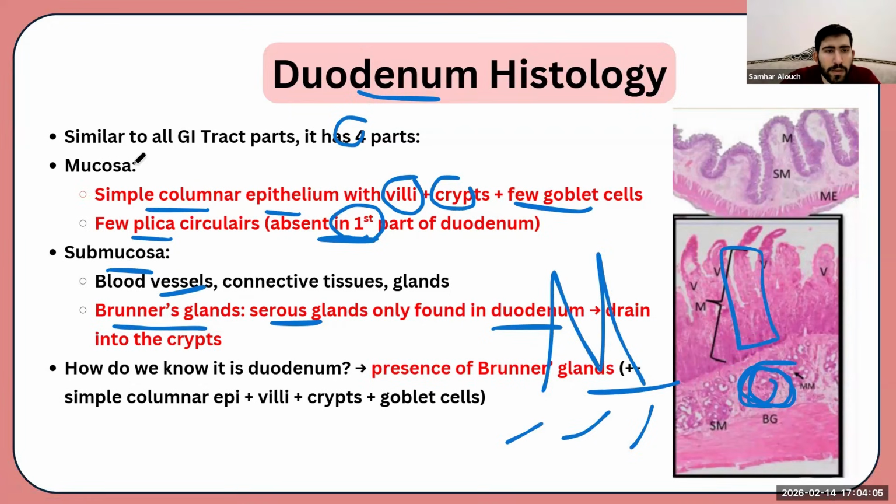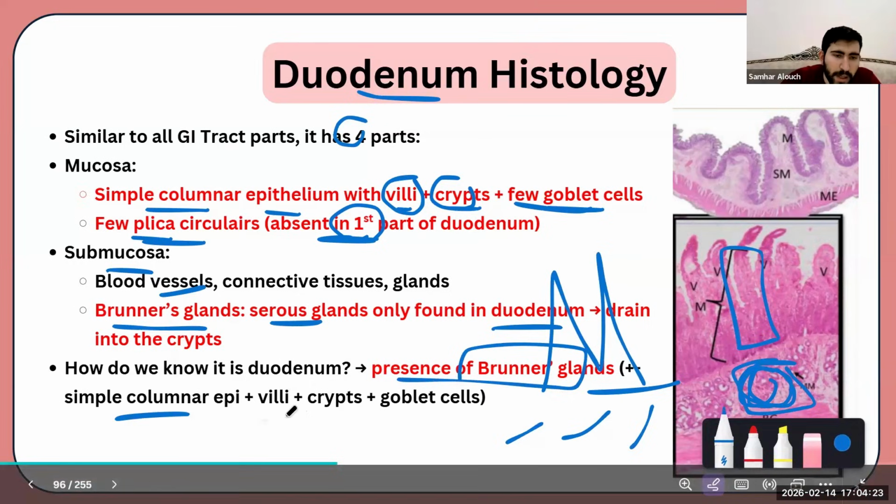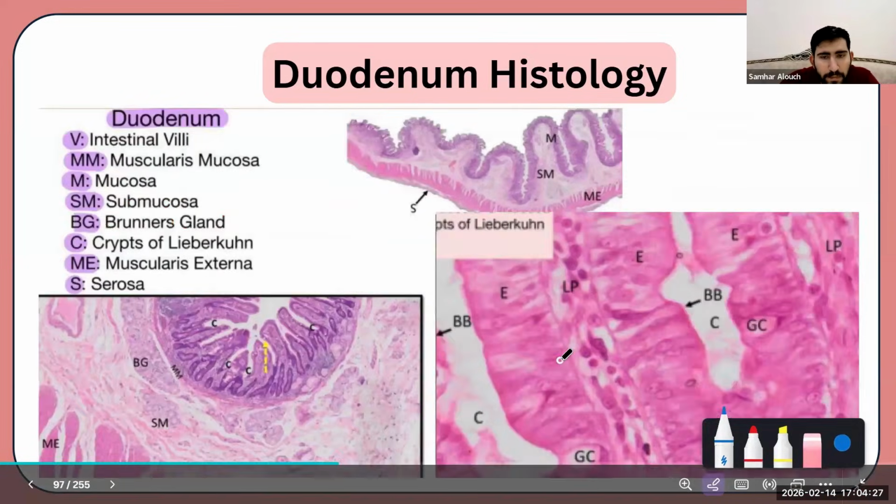Okay? So the duodenum: mucosa, simple columnar epithelium with villi, crypts, and goblet cells, and few plicae circulares. Submucosa has Brunner's glands. That's the most important thing, Brunner's glands. So how do we know we are in the duodenum? Presence of Brunner's glands. That's the most important differentiating thing. There are other things, simple columnar epithelium, villi, crypts, but the most important thing is Brunner's glands.